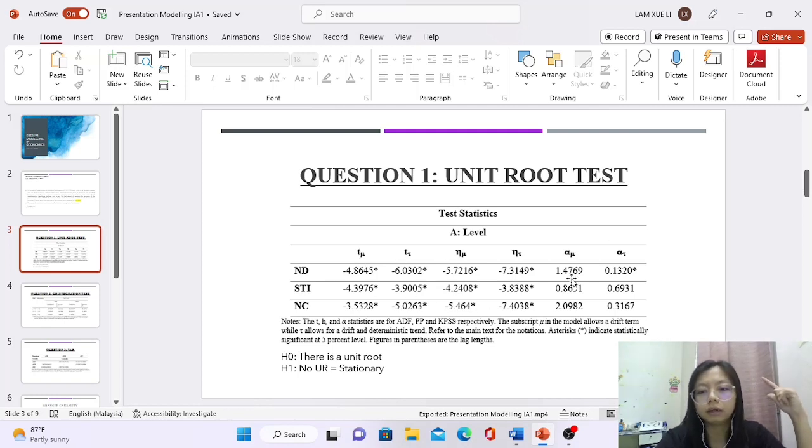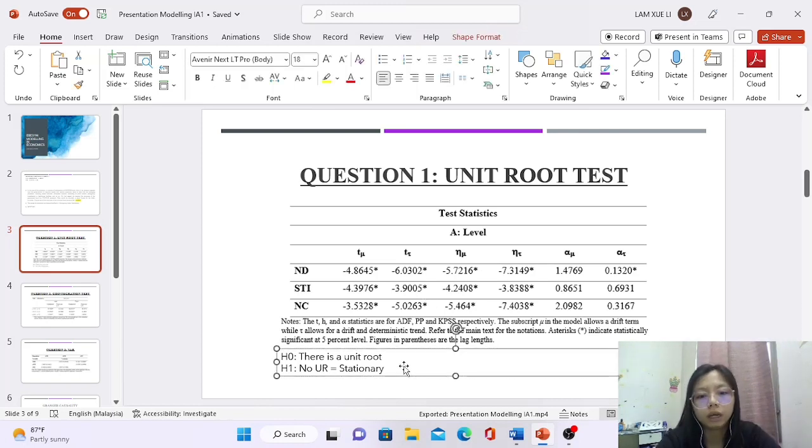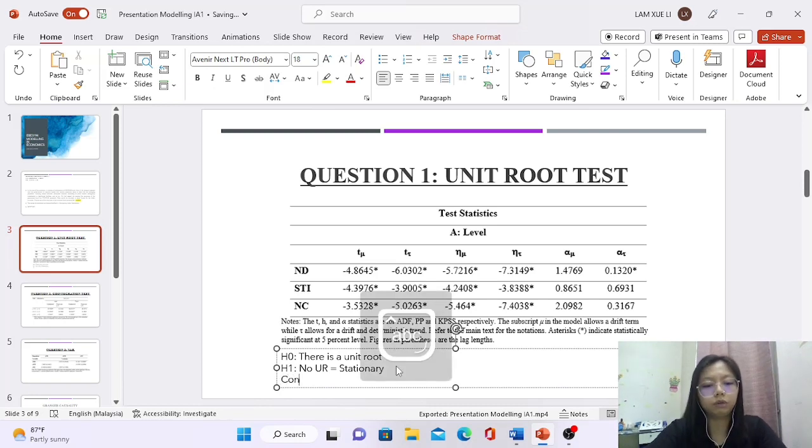But here, always remember that the KPSS hypothesis is different, and there's one asterisk here, which means that this is not stationary. But it's okay because two of the three methods actually suggest the same conclusion. So we can make the conclusion.